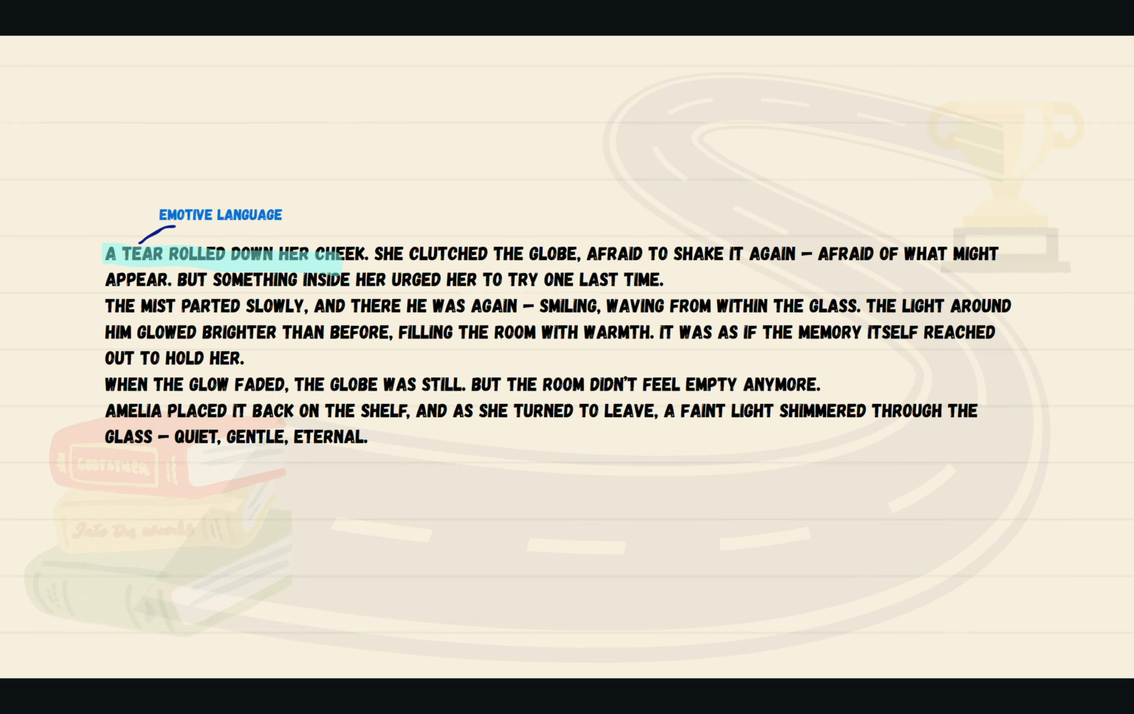If we have a look at this paragraph together, where it says, "A tear rolled down her cheek," is an example of emotive language. Where it says, "Afraid and afraid," is an example of repetition. Where it says, "Filling the room with warmth," is an example of a metaphor. The memory itself reached out to hold her is an example of personification. And quiet, gentle, and eternal is an example of a triple, also known as a list of 3.